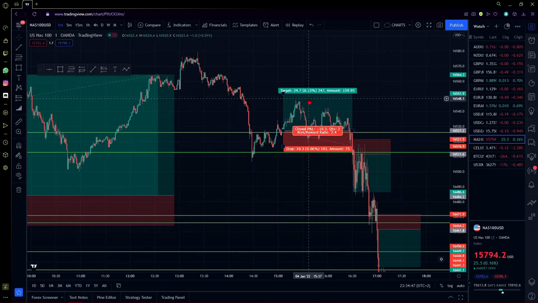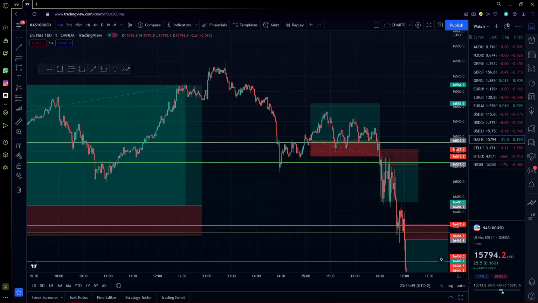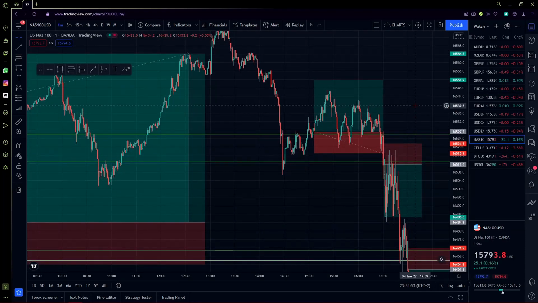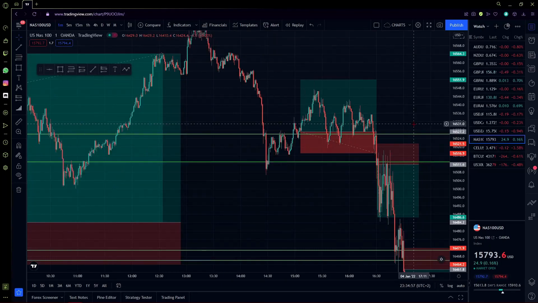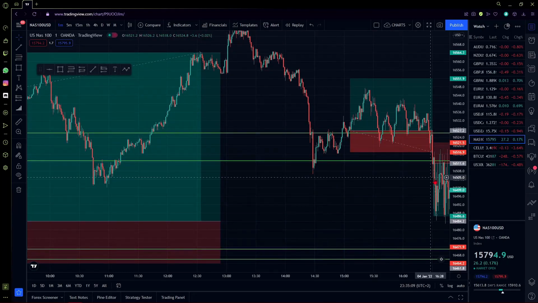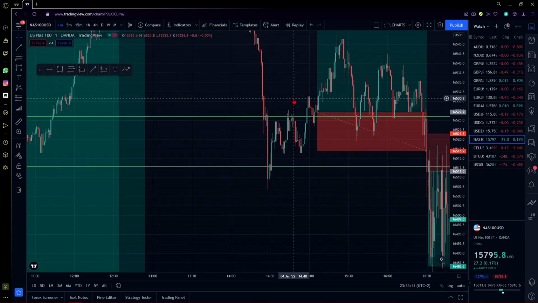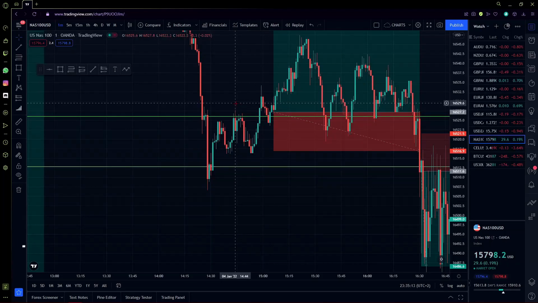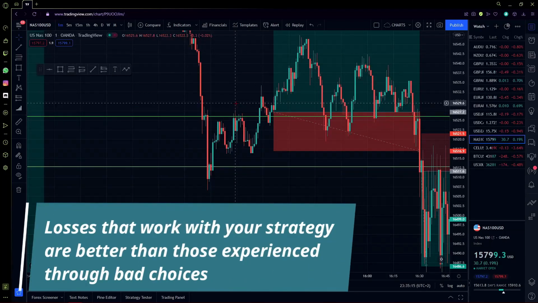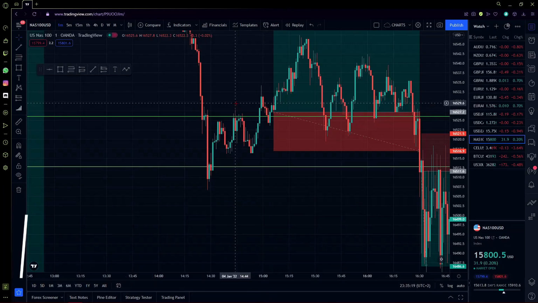So what we are going to start off with is a loss, but you'll see that this is one of very few losses. The principle that was applied was correct, so it is a loss that you are going to be expecting, since your strategy won't be 100% accurate.